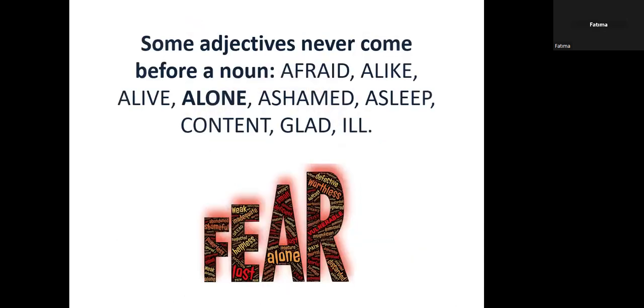Okay, some adjectives. This is also a detail. This is, in fact, information about an advanced level. They are always like this. Some adjectives never come before a noun, okay? For example, the child is afraid. We can say that the child is afraid. We cannot put afraid before the noun child, okay?